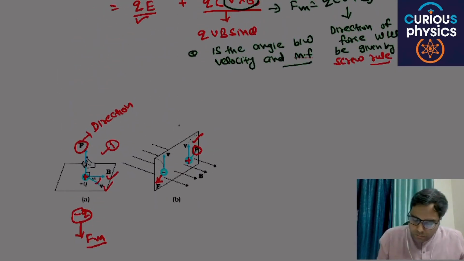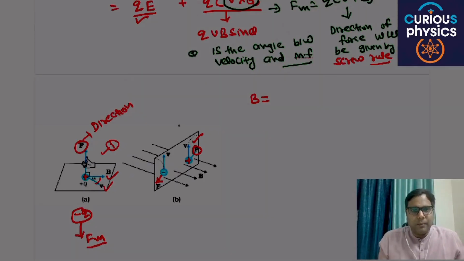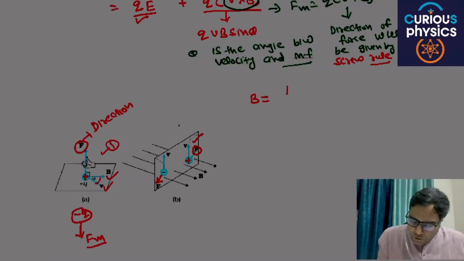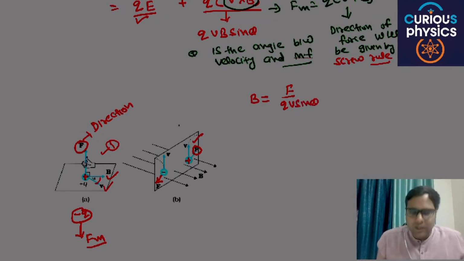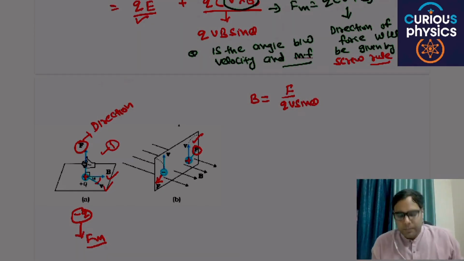And now from this you can also find the value of the magnetic field. The magnetic field will be force divided by Q into V sin theta, basically Q V sin theta. You can get the value of the magnetic field.